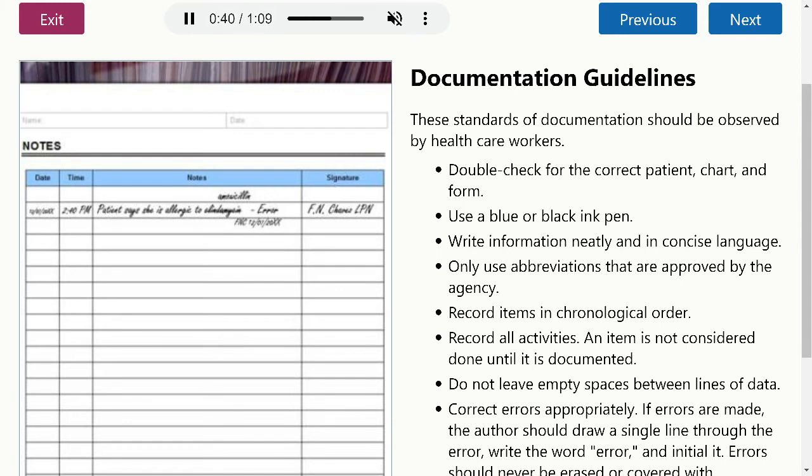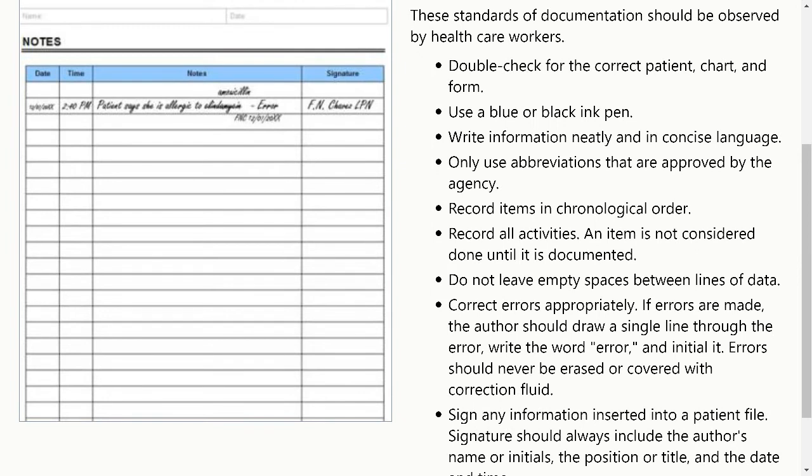Use only abbreviations that are approved by the agency. Record items in chronological order. Record all activities. An item is not considered done until it is documented. So you can't do something and say you did it, but if you did not chart it, if it's not in the record, not in the notes, whatever, then it wasn't done. So you gotta make sure that you chart everything. Do not leave empty spaces between lines of data.